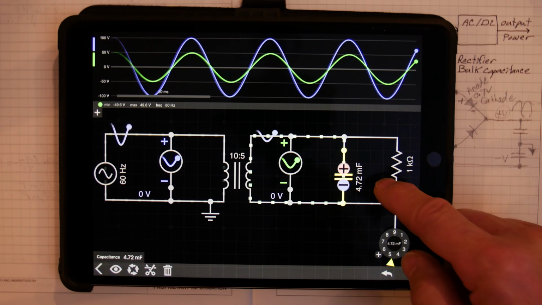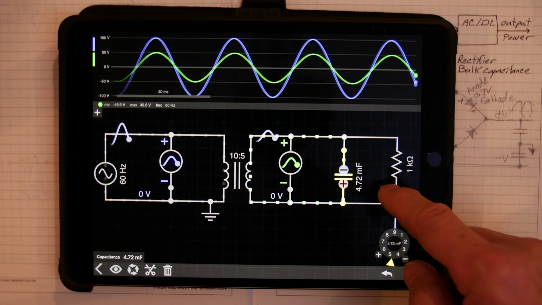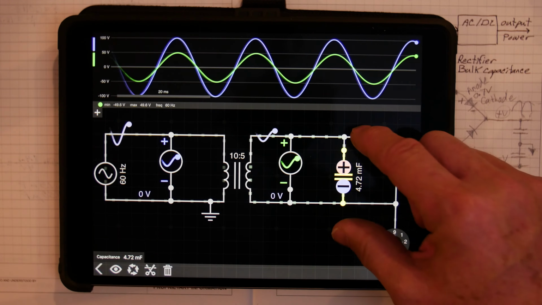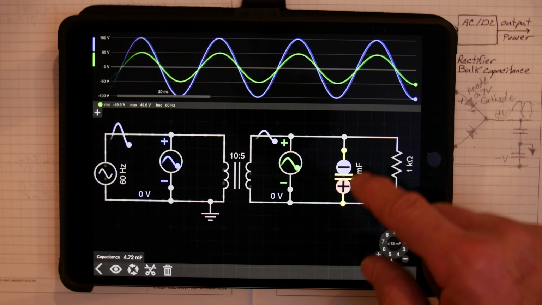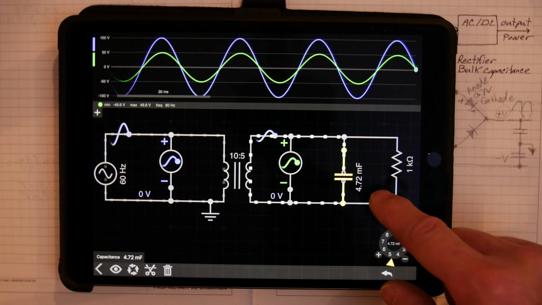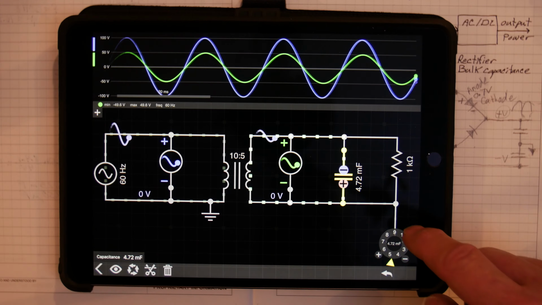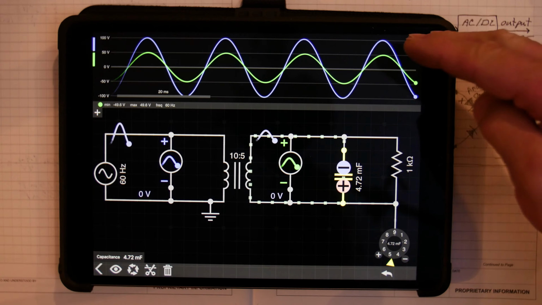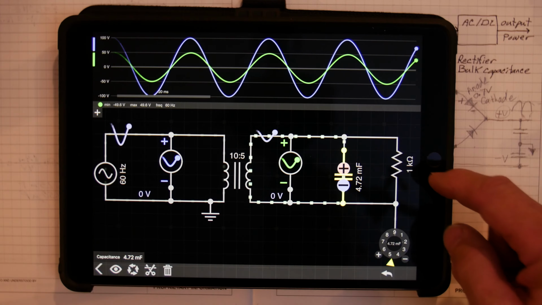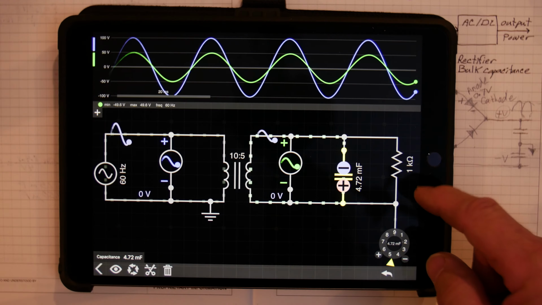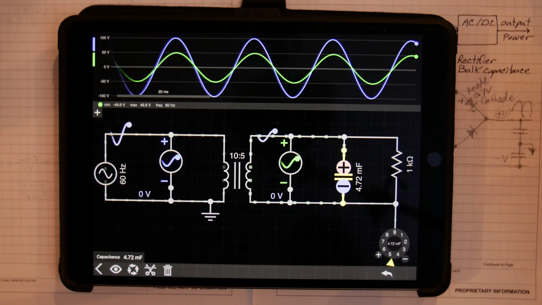This capacitor has an impedance to the voltage, and it charges and discharges with the AC cycle. It allows a certain amount of current flow through it, depending on the value of this capacitor. But as far as helping us create DC voltage, it doesn't do that. We need that diode in here to help us do that. So now we're going to go put the diode in and see what happens.